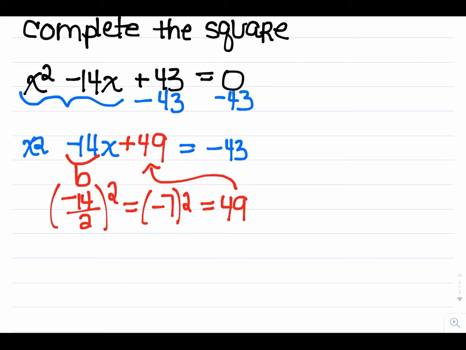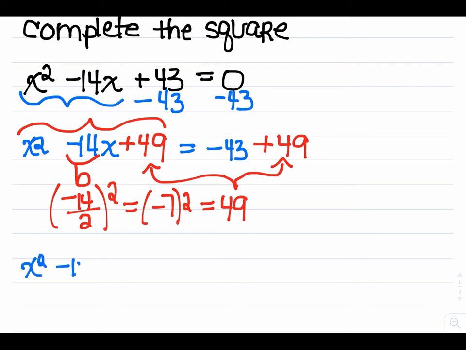By using the formula for completing the square, that gives me a number to add to my x squared and x term, so that when I go to factor those three, it's going to end up being a perfect square trinomial. But to keep the equation balanced, I also want to add 49 to the other side of the equation. So I have x squared minus 14x plus 49 is equal to, and then when I add the negative 43 plus 49, I get 6.